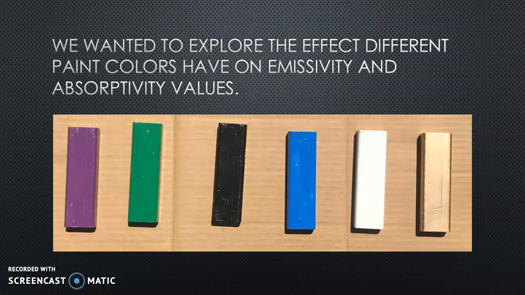Something that we thought was interesting was that black bodies cool faster than non-black bodies, and so we wanted to explore the effect different paint colors have on emissivity and absorptivity values. Black and white paint have been well documented, but there are many other colors that are hard to find documented anywhere, and so we wanted to test those colors and see where they fall in comparison with black and white with their emissivity and absorptivity values.